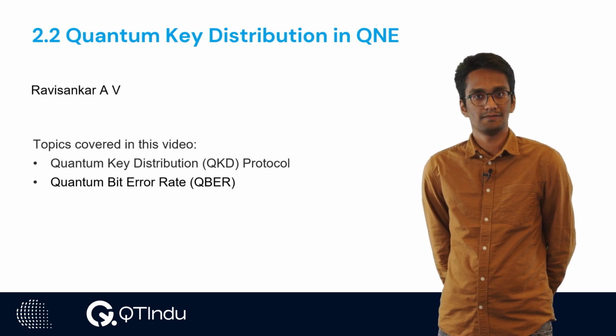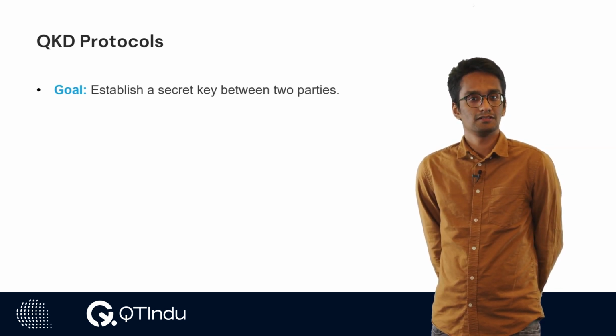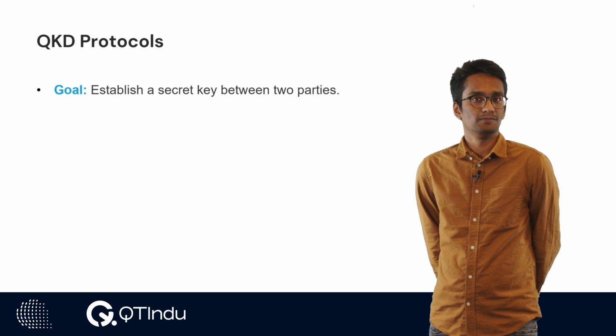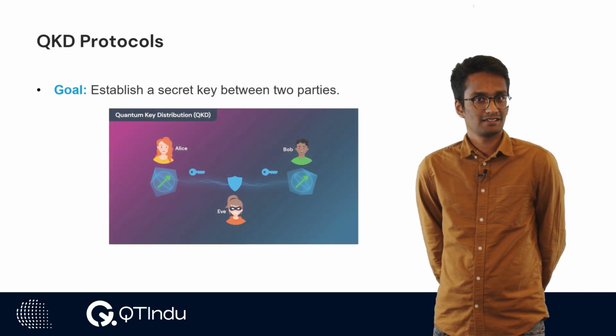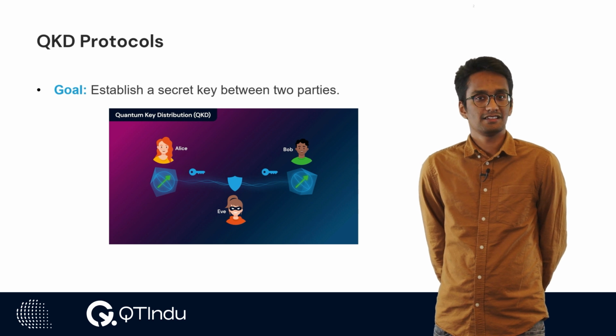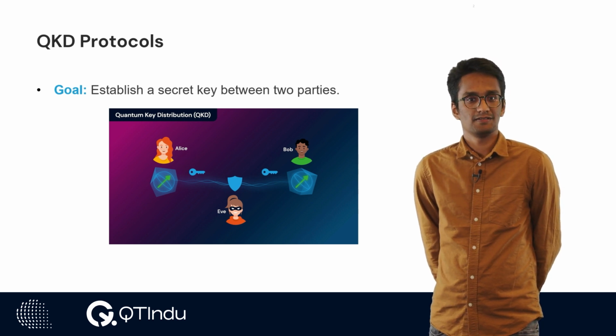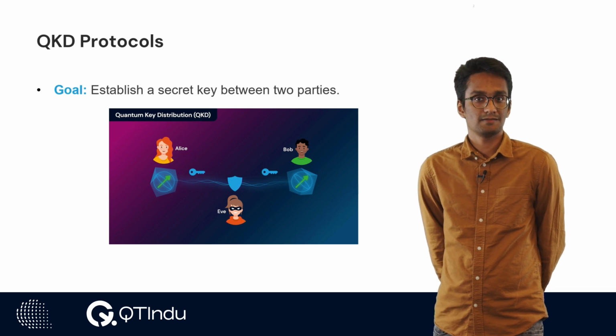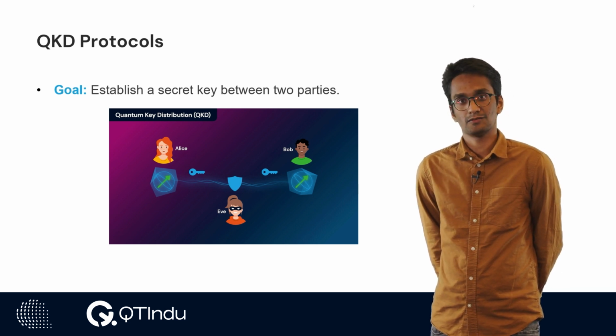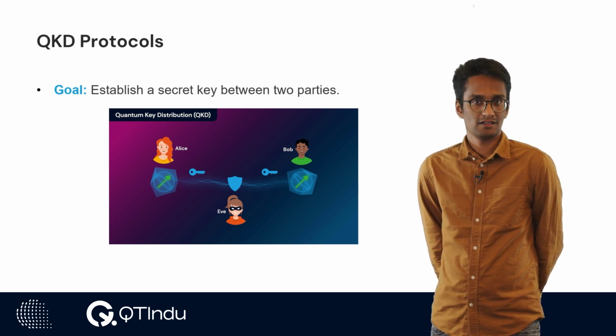So let's jump ahead. The goal of this protocol is to establish a secret key between two parties. Now, why would anyone do something like that? Consider a scenario like this, where we have our two players, Alice and Bob. They want to send messages to each other, but they don't want their messages to be leaked to an eavesdropper.